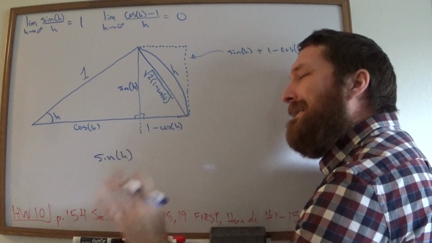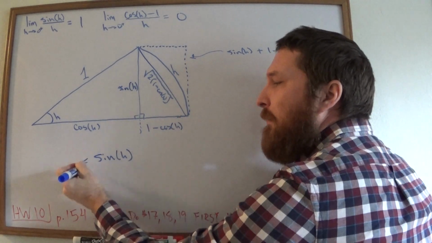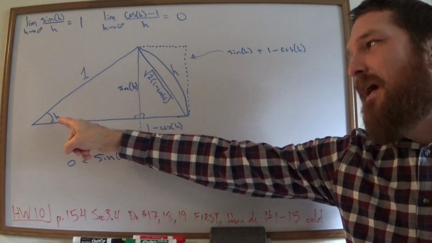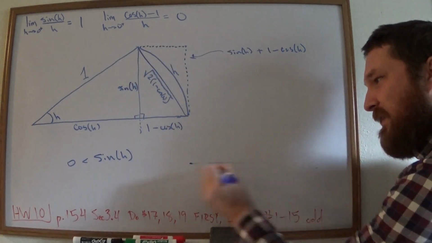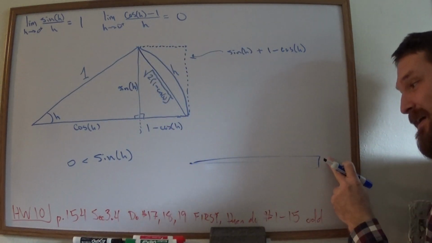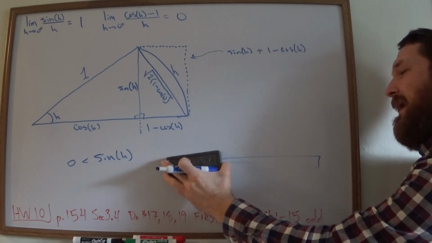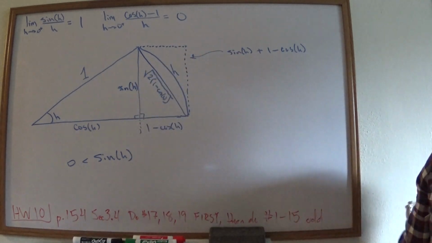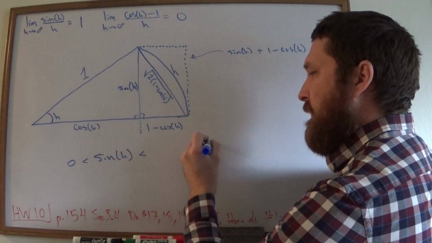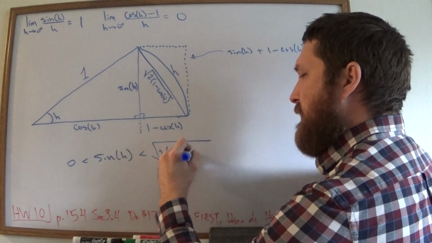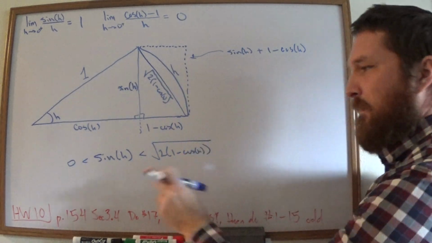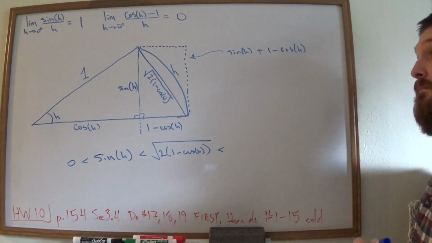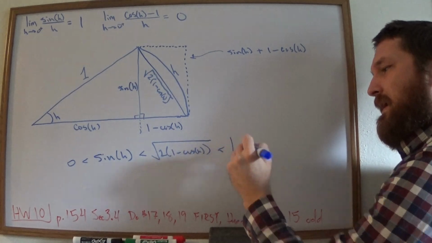We don't really need this, but I'm going to say right now that h is positive. If h is not 0, I don't care how small this triangle is, that height right there is not 0. We don't really need that, but I'm going to use it. And now, which is the next biggest? The square root of 2 times 1 minus cosine h. Everybody buy that? Which is the next largest? H itself.